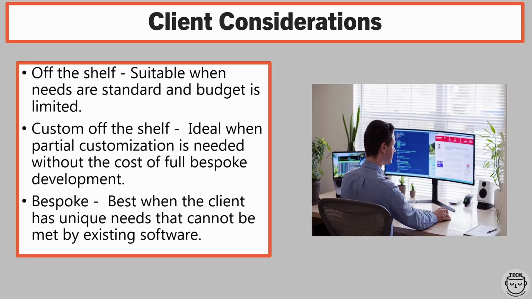Off-the-shelf is going to be suitable when it's a limited budget and you're not really bothered about the extra features, but it does the job. Custom off-the-shelf is ideal when you need a bit of change, but you can't really afford to get a full new piece of software made. And bespoke is best when you've got unique things. All of the software isn't going to make the cut, so you need something made specifically for you.